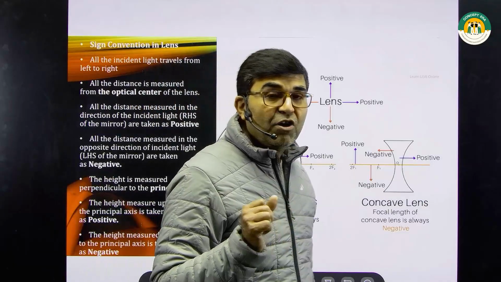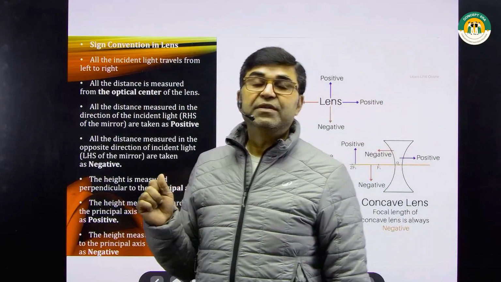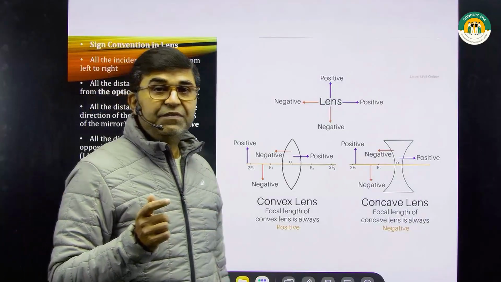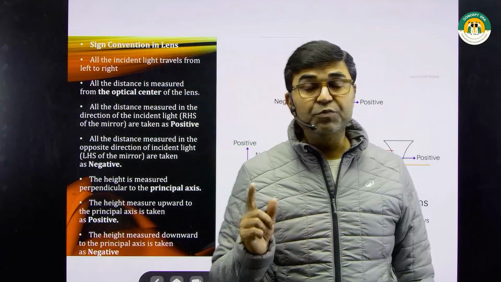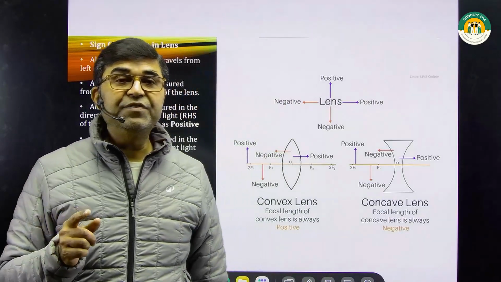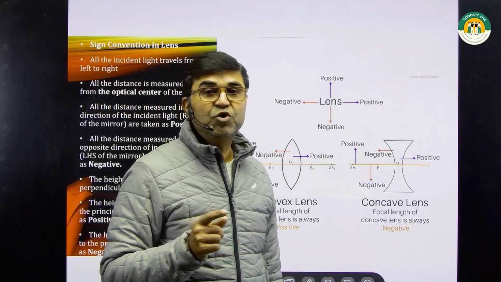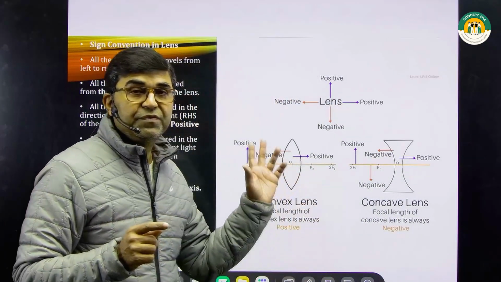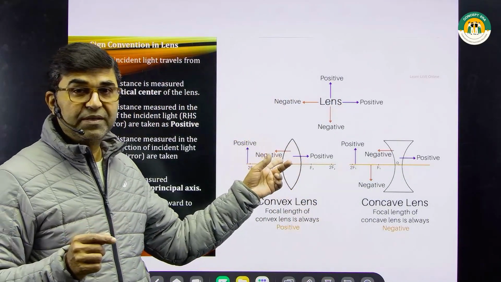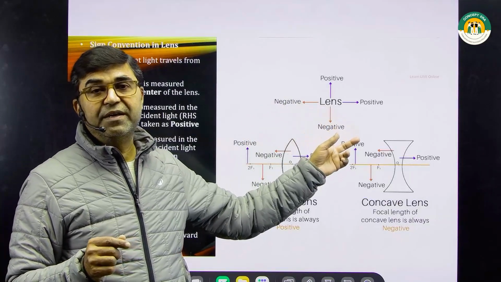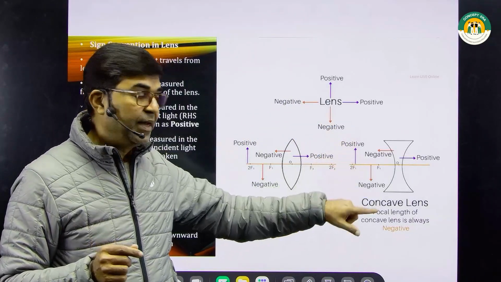Keep in mind and always remember that whenever in your question, either mirror or lens, if it comes out to be convex, then the focal length will be taken as positive. And if the lens or mirror comes out to be concave, then the focal length will be negative. So, if either the lens or the mirror is convex, f is positive, and if they are concave, f will be negative.